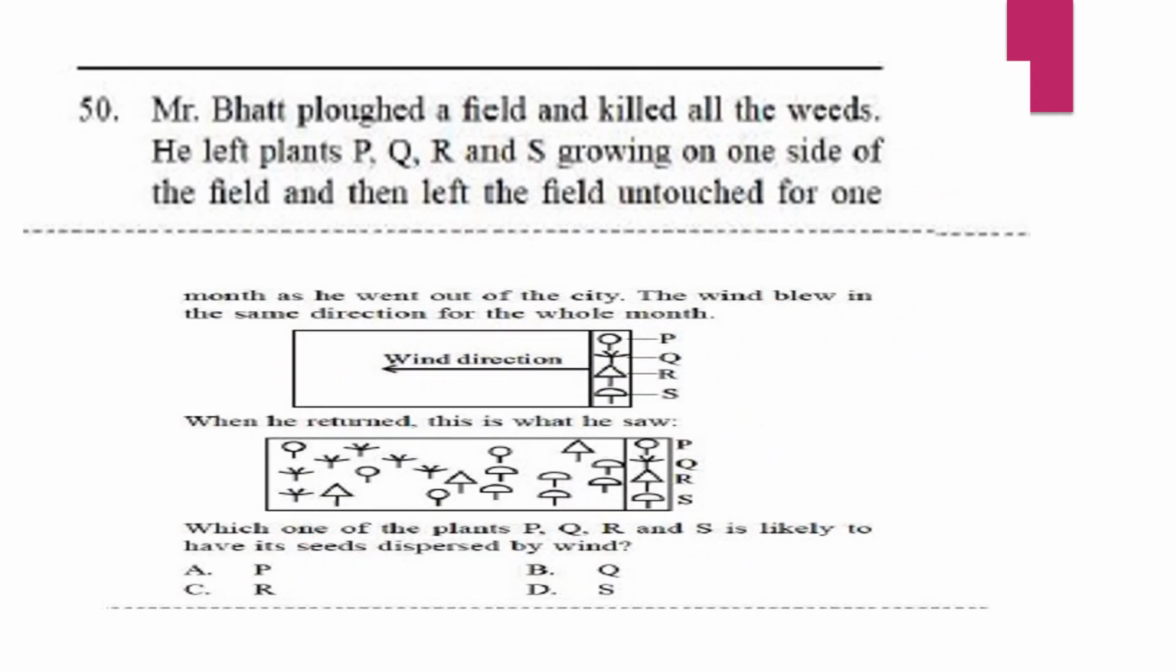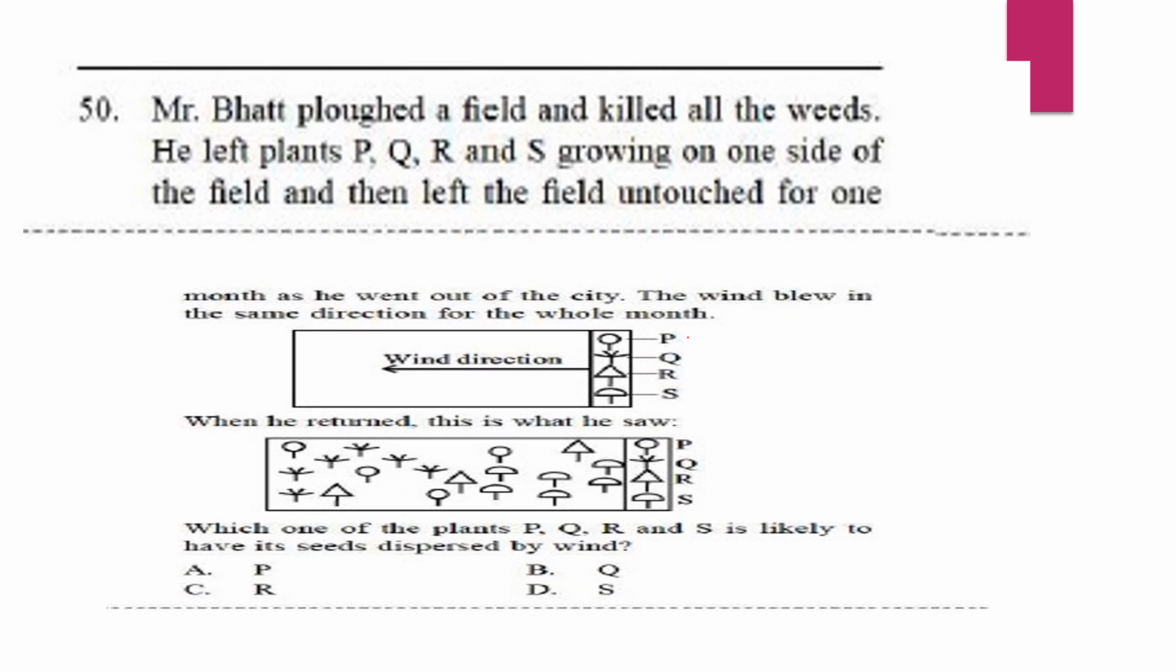Question number 50. Mr. Bhatt plowed a field and killed all the weeds. He left plants P, Q, R and S growing on one side of the field and then left the field untouched for 1 month. As he went out of the city, the wind blew in the same direction for the whole month. When he returned, this is what he saw. Which one of the plants P, Q, R and S is likely to have its seeds dispersed by wind?